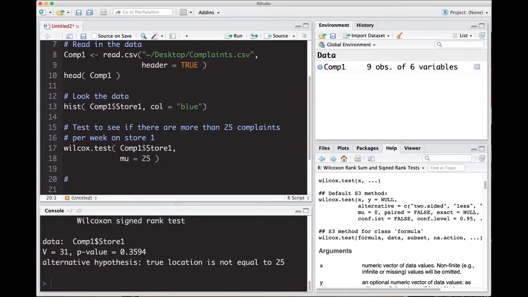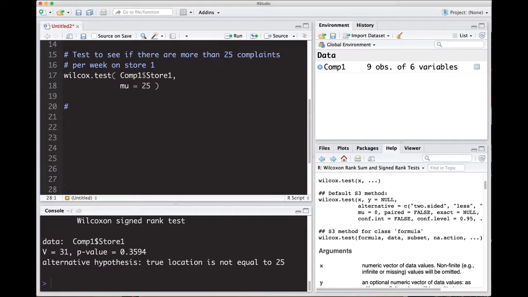So suppose we want to compare two stores. So let's put a little space in here. And we want to compare two stores. We're going to compare store 1 to store 2. Test to see if the mean, or I'm not going to put mean, it's actually the median complaints for store 1 is different than store 2.